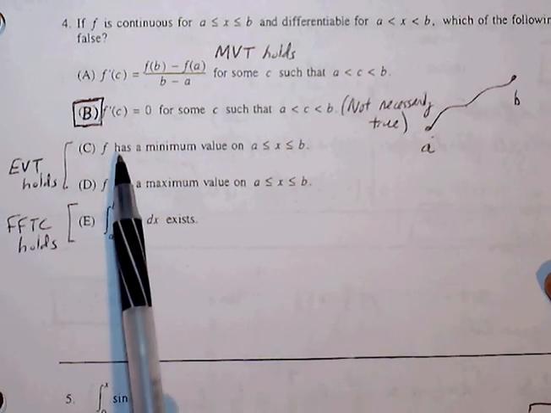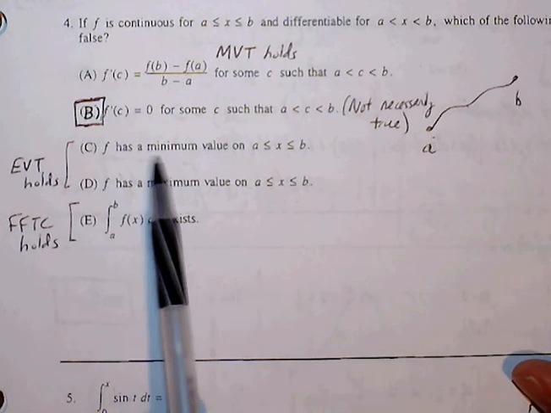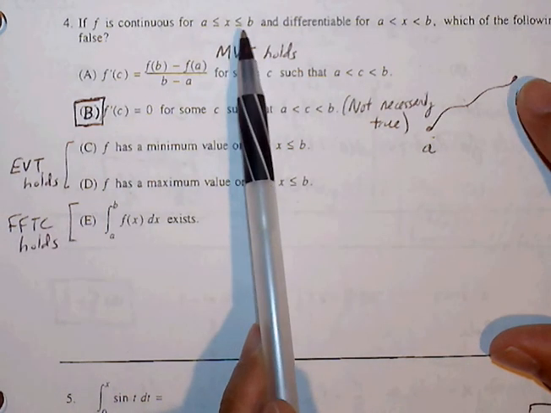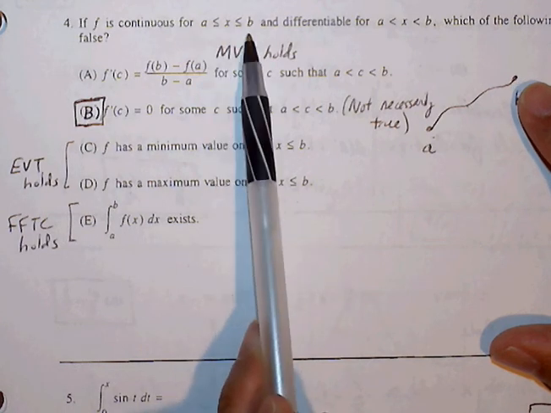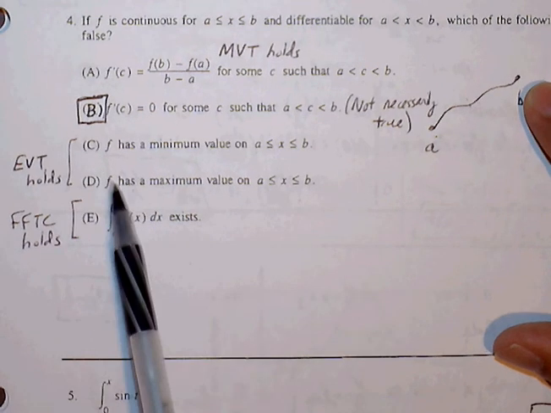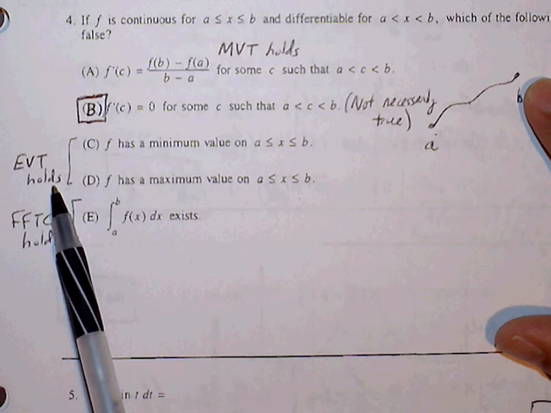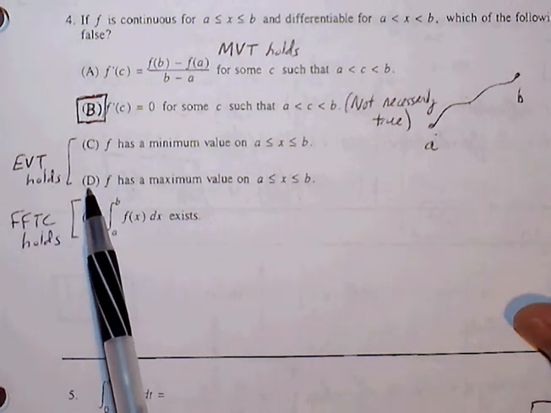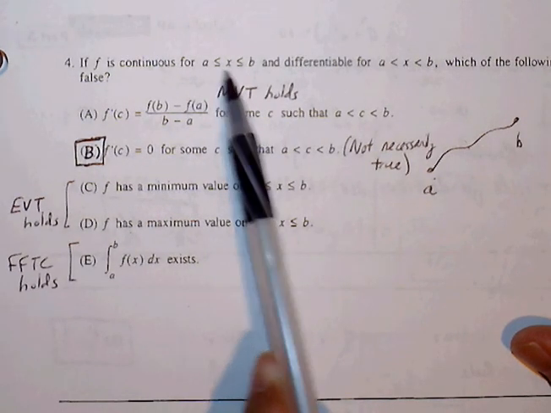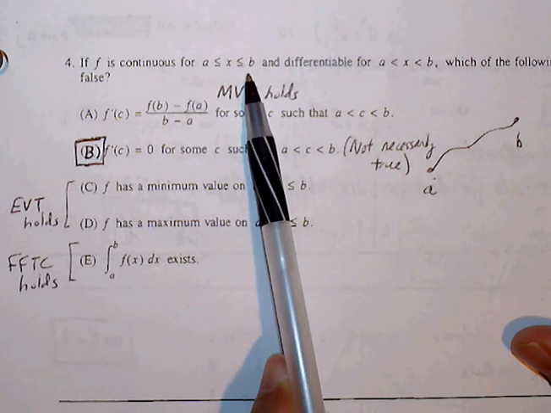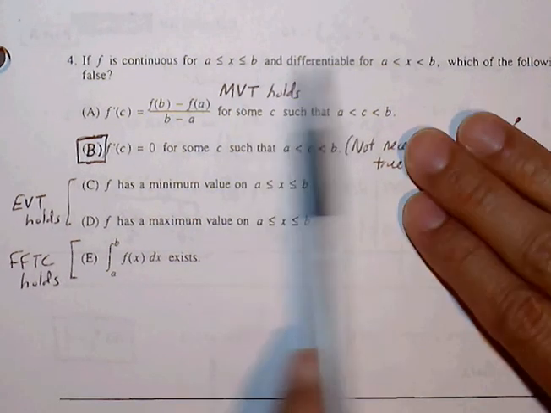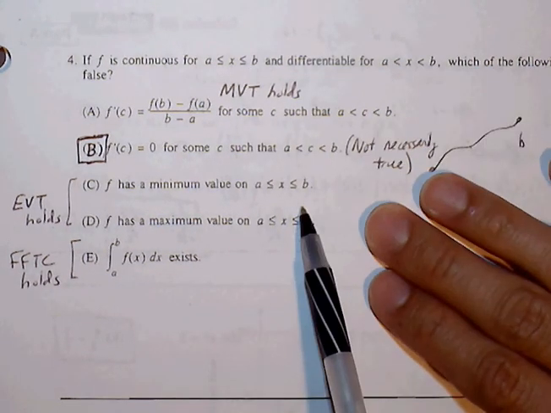Now parts C and D, these hold true because as long as we have a continuous function on the closed interval, then we're guaranteed a minimum value and a maximum value. So this is basically going to hold true because extreme value theorem is going to hold. All it takes for extreme value theorem to hold is that we have a continuous function on the closed interval. We don't even need this differentiable portion for extreme value theorem to hold.